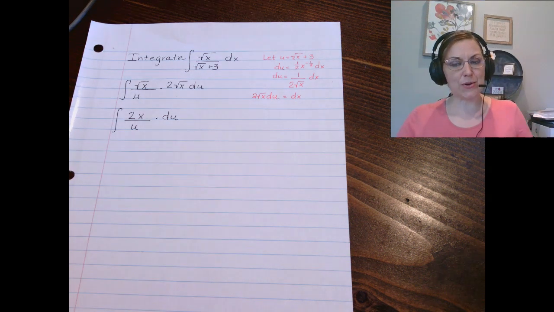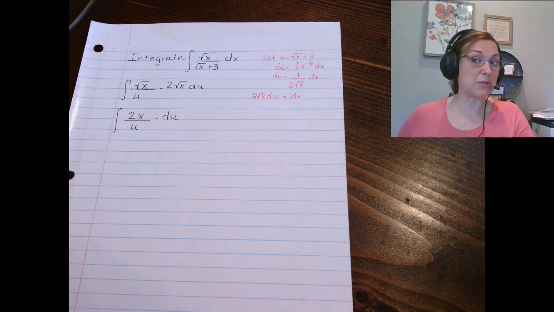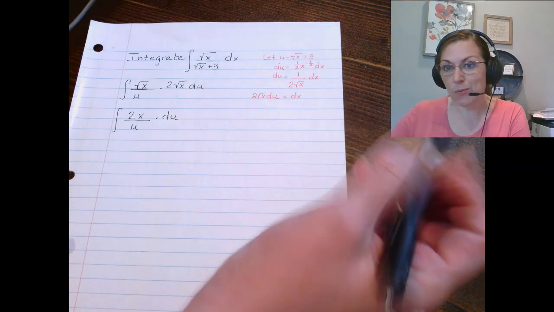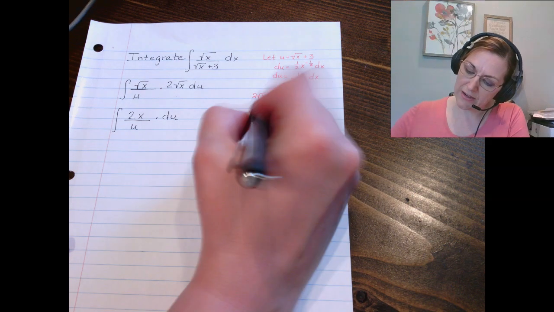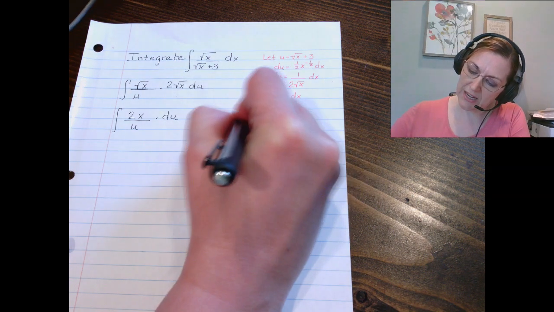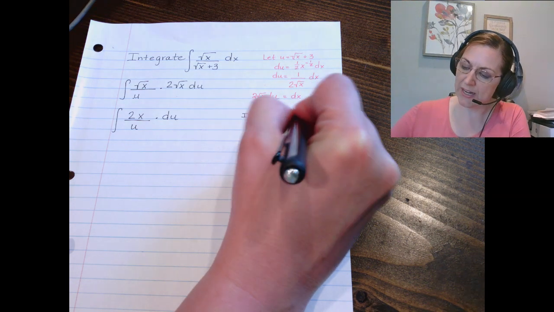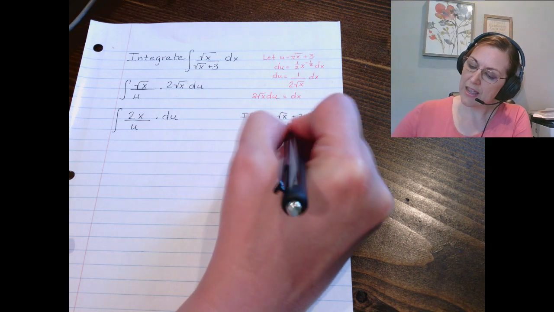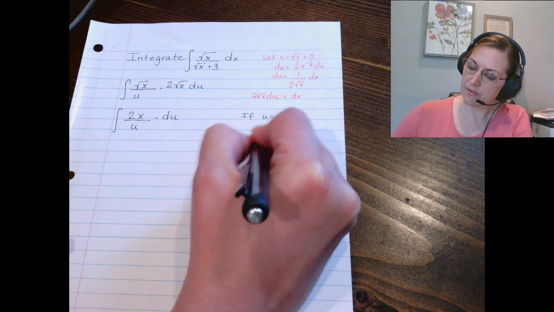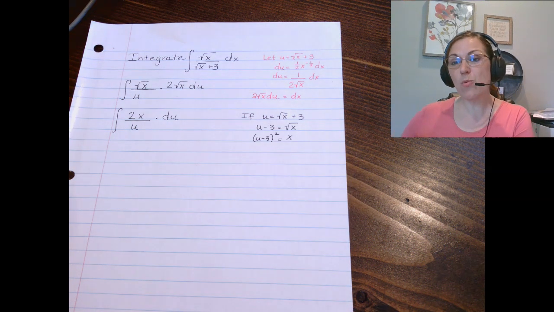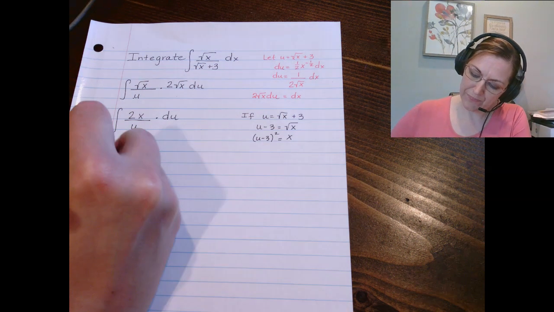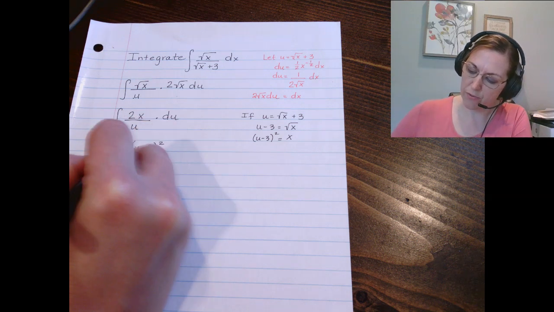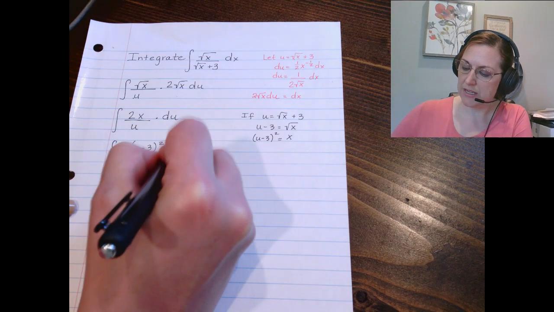So remember, I can't integrate until I have the entire integral in terms of u. So I've got to come back to this let u statement, and I need to see, okay, well, what would x equal based on that? So if u equals the square root of x plus 3, let's move the 3 over, and then let's square both sides. So now we can substitute in for x. So I've got 2 times u minus 3 squared over u times du.